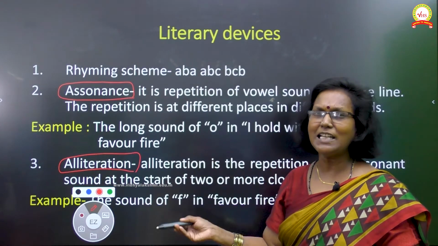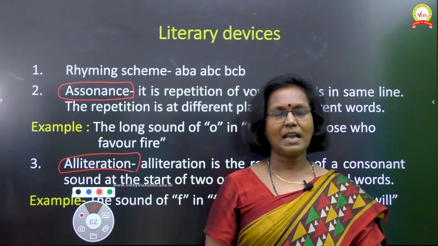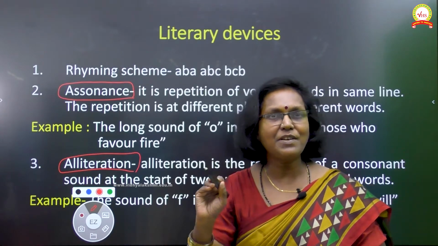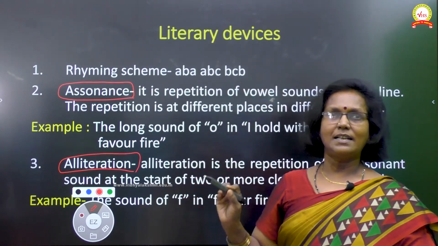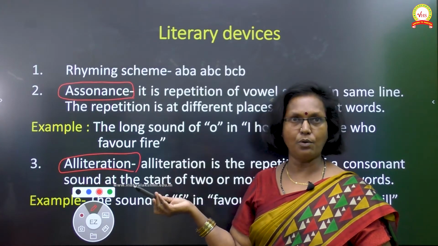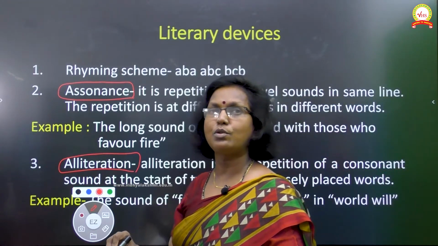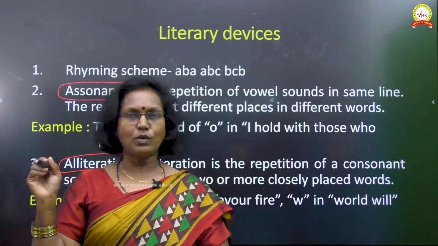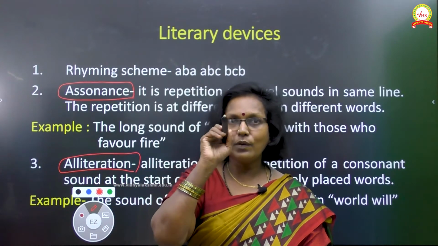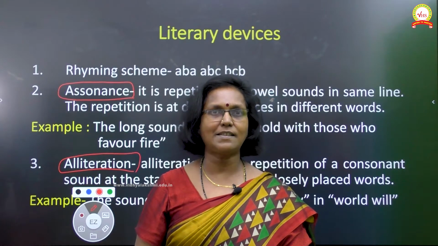See, it is the repetition of the vowel sound in the same line. And it's not particularly in the beginning. It can be anywhere in the word. Now, in this sentence, we have the long sound of O. And for what sentence is it? I hold with those who favor ice. For this sentence, I hold with those who favor ice, we have the O sound repeated, and that is assonance.